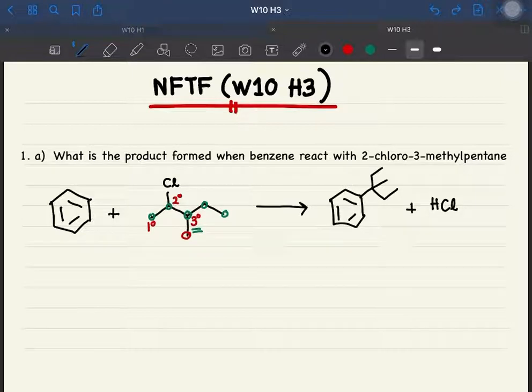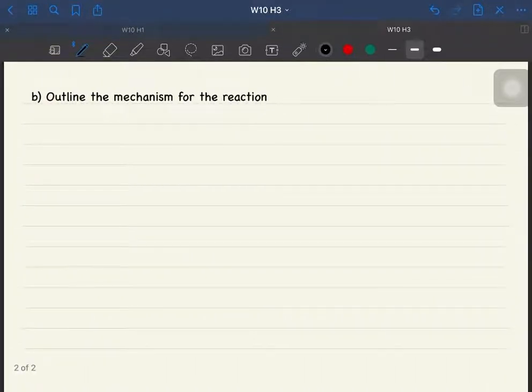Don't forget to write the conditions required for these reactions, where we need AlCl3 or FeCl3 to help with the formation of the electrophile. Now let's proceed to question 1b, where you need to outline the mechanism for these reactions. Since this is an electrophilic aromatic substitution, we're going to have all 3 steps. So we have step 1, the formation of the electrophile.